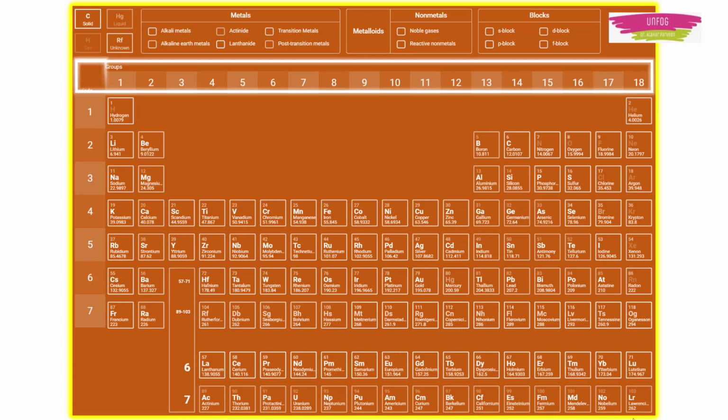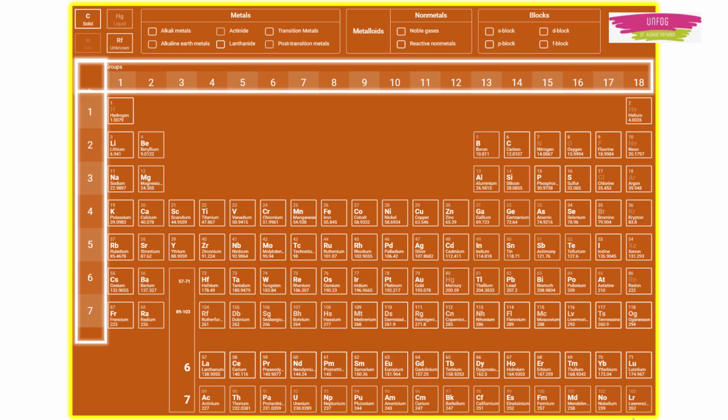And the horizontal rows of elements in a periodic table are called periods. So there are groups and periods in a periodic table. As we move from left to right in a period, the atomic number of elements increases, which means the number of protons and electrons in an atom increases.